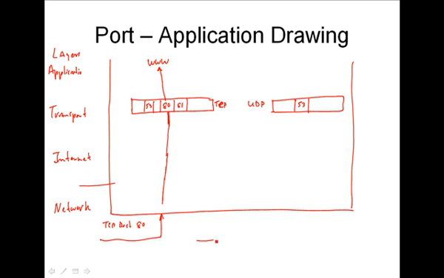If we've got another packet coming in here, UDP 53, same thing's going to happen. It's going to pass up through the layers. When it gets to the transport layer it's going to realize it's destined for port 53, and it's going to be passed on up to the DNS service.